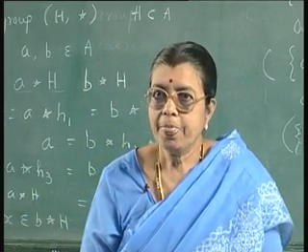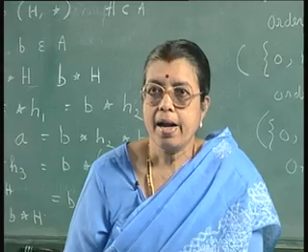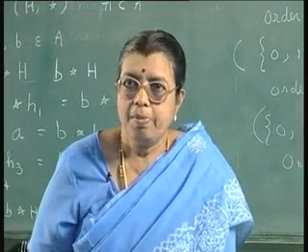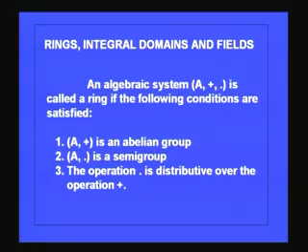Next we shall see what is meant by a ring, an integral domain and a field. So far we have considered one binary operation, a set with one binary operation for semi-group, monoid and group. Now we will consider two binary operations and see what is a ring. An algebraic system (A, +, ·), where these are binary operations and A is the underlying carrier, is called a ring if the following conditions are satisfied.